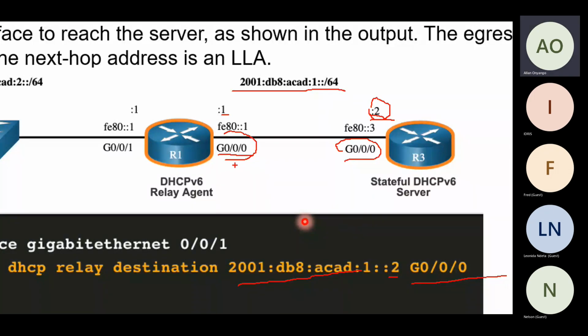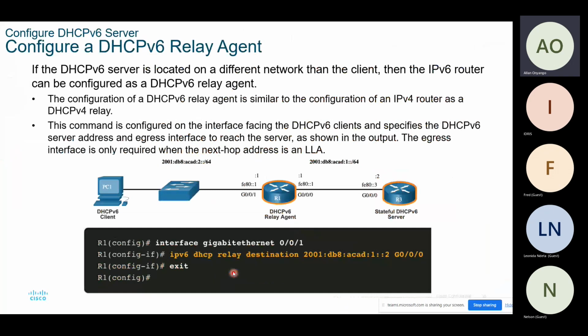But when you leave R1 going to R3, you must enter through an interface to get to R3. That interface is G0/0/0. It's actually what we put here, and you are good to go. You can activate this interface by saying no shutdown, and that's it. That device will now act as a relay agent, and it will be transmitting the DHCP messages from the server to the client and back to the server.